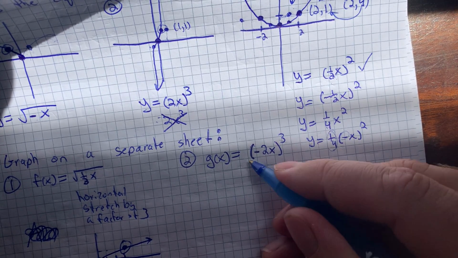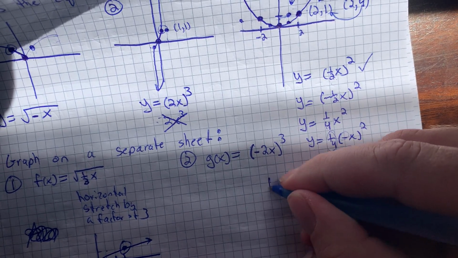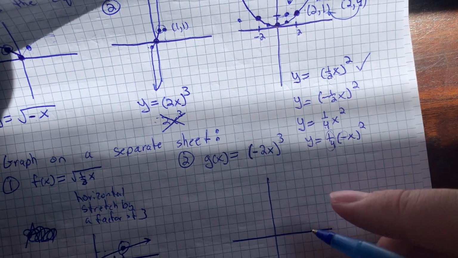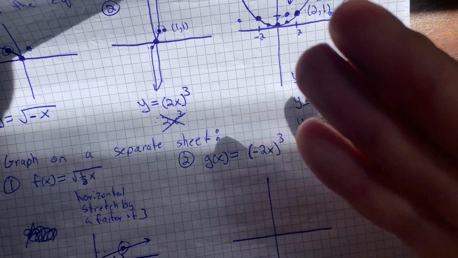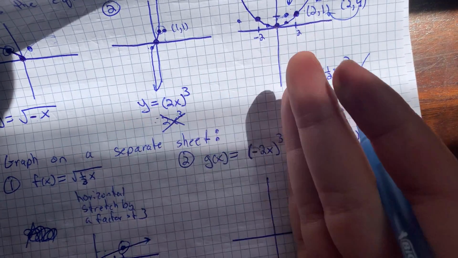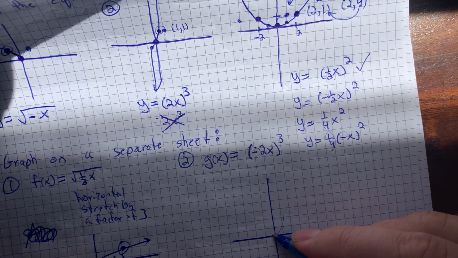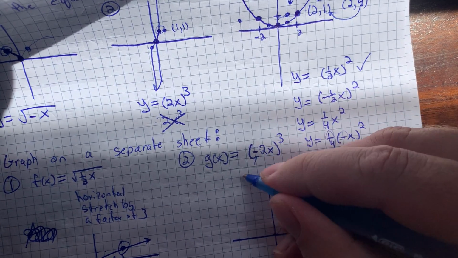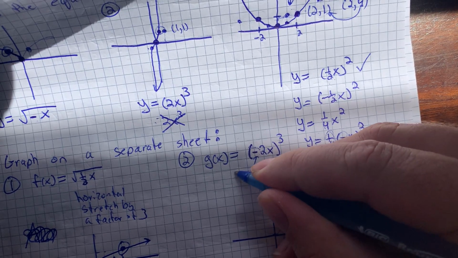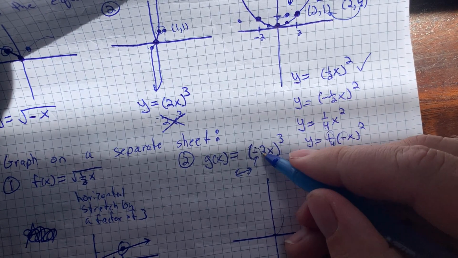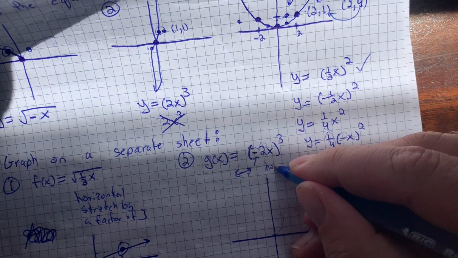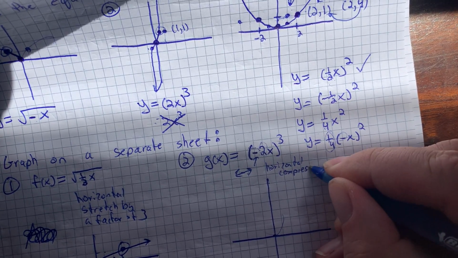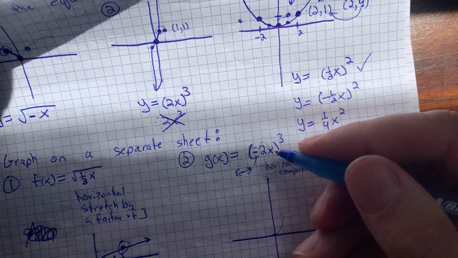And your next one to try is negative 2x cubed. Hopefully you were able to get it. This is a cubic parent function. This negative is a horizontal reflection. So instead of going like this, it will go to the left. And this is a reflection. And the 2 is a horizontal compression, backwards from what you might think, because it's on the inside.